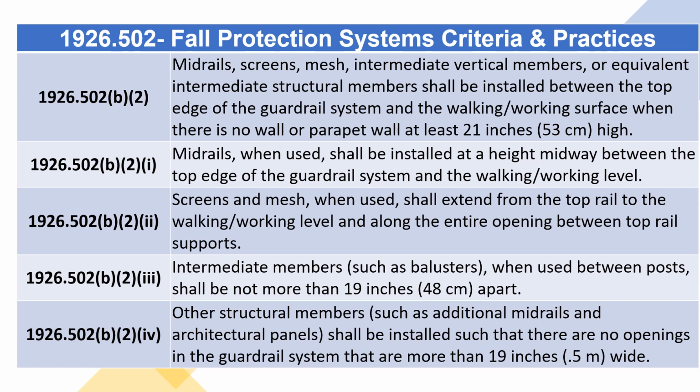1926.502(b)(2)(i) through (b)(2)(iv). Mid-rails, when used, shall be installed at a height midway between the top edge of the guardrail system and the walking/working level. Screens and mesh, when used, shall extend from the top rail to the walking/working level and along the entire opening between top rail supports. Intermediate members, such as balusters, when used between posts, shall be not more than 19 inches, 48 centimeters apart. Other structural members, such as additional mid-rails and architectural panels, shall be installed such that there are no openings in the guardrail system that are more than 19 inches, 0.5 m, wide.